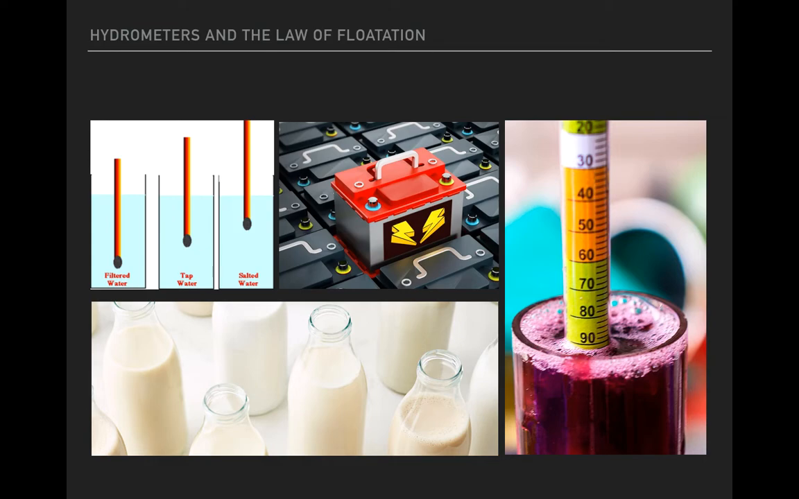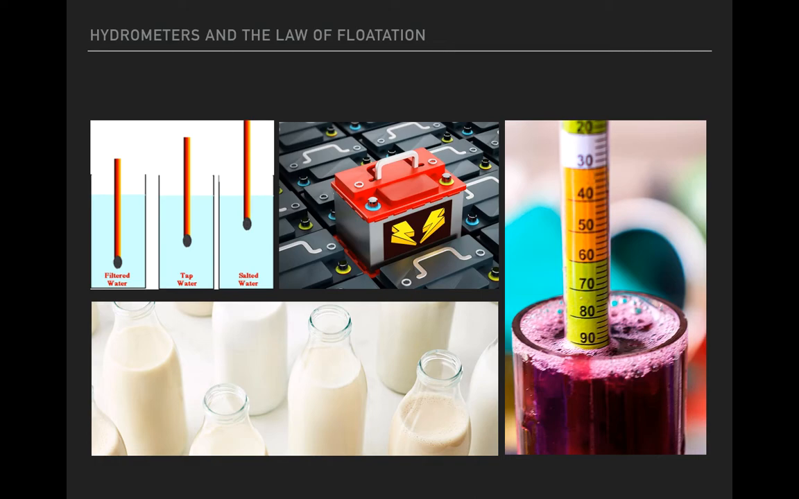If you had cream, or a partial cream, or in the States they'd call it half and half, which is half cream I think and half milk, you'd put the hydrometer in. It would be a denser substance, so as a result the hydrometer would float higher, and then the scale on the hydrometer would tell you how much cream is present in the mixture.